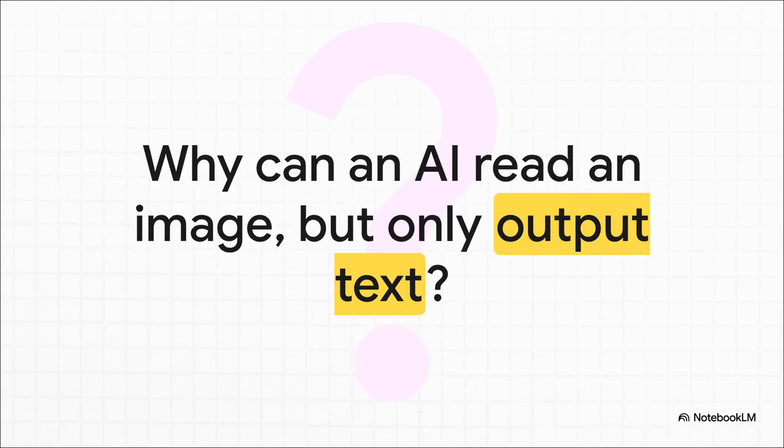I mean, you can upload a picture of a broken bicycle and get a step-by-step text manual on how to fix it, but the AI can't just generate a visual diagram showing you exactly where the wrench goes. That fundamental friction, that invisible wall developers face with current AI multimodality, is exactly what we're unpacking today.